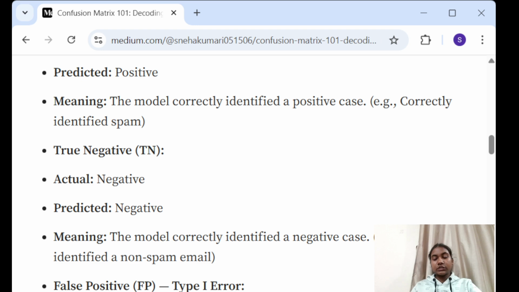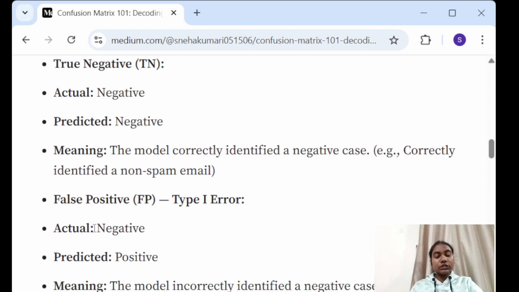फिर उसके बाद फॉल्स पॉजिटिव. This one is about the error. For finding errors we use the confusion matrix, and here the actual value is negative but the predicted value is positive. So this is basically an example of an error. The model incorrectly identified a negative case as positive, so for that we get this false positive.